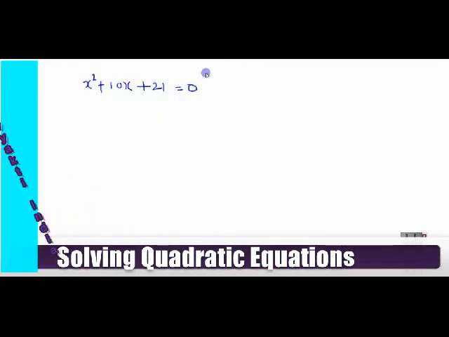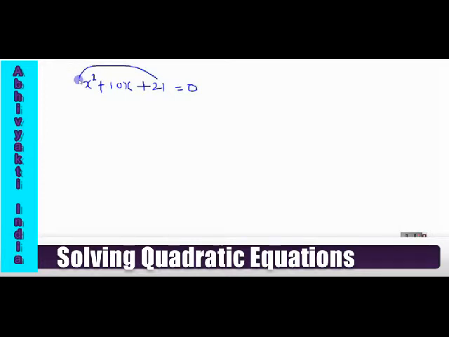Here we have to search for the two numbers whose product is the product of the constant term and the coefficient of x square. Here the coefficient of x square is 1, so the product that we require will be 21 multiplied by 1, that is equal to 21. So we require a positive product, and the sum of the two numbers should be the coefficient of x, that is plus 10.